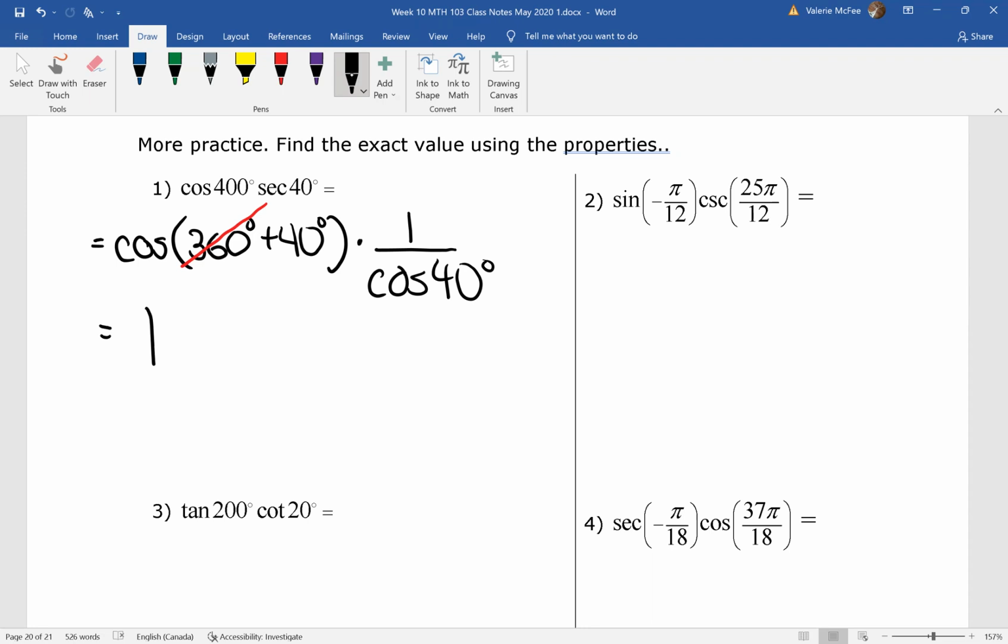Let's do a question with radians together. First of all, we note the negative sign here. And we remember that sine is an odd function, and so the negative can move outside of the function. We know that cosecant is the reciprocal of sine. And we want to get rid of the 360 degrees or the 2 pi radians.